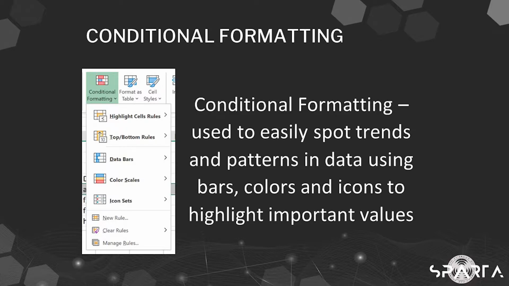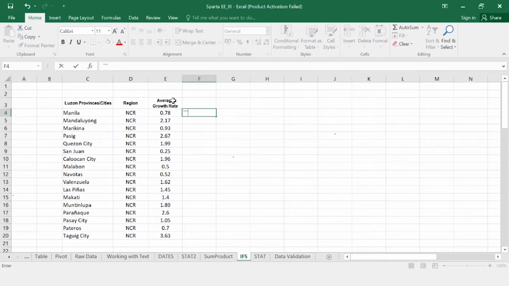Conditional formatting is used to spot trends and patterns in data using visuals to highlight important values. The following options can be found under the conditional formatting button, which is found under the Home tab.